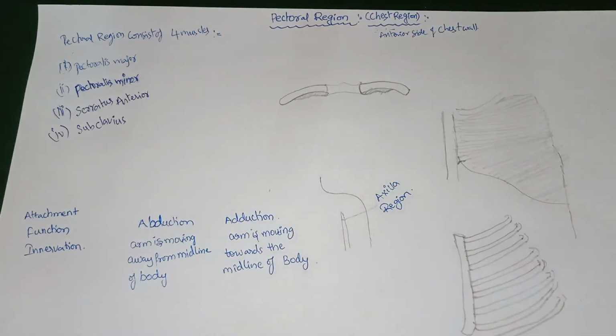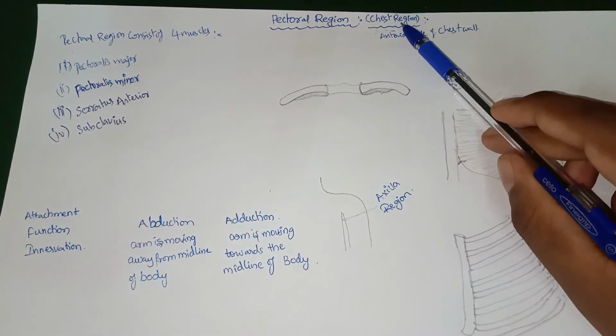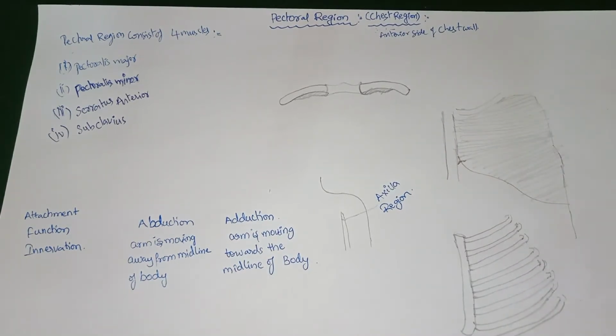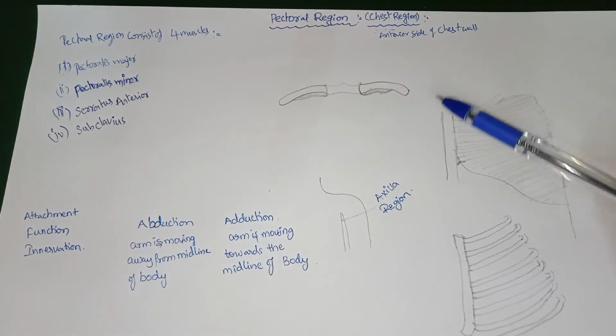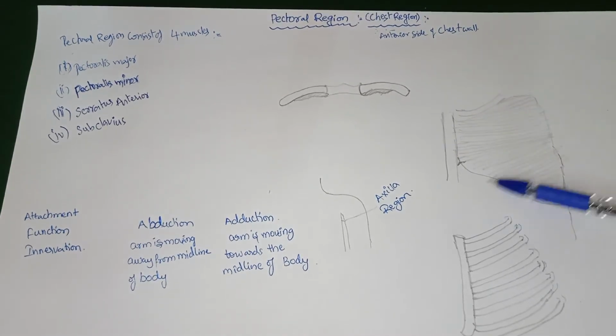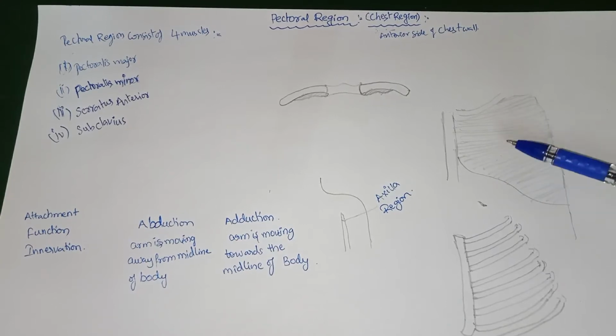The pectoral region is nothing but the chest region. It is located on the anterior chest wall. So this is the chest wall and here it is located.